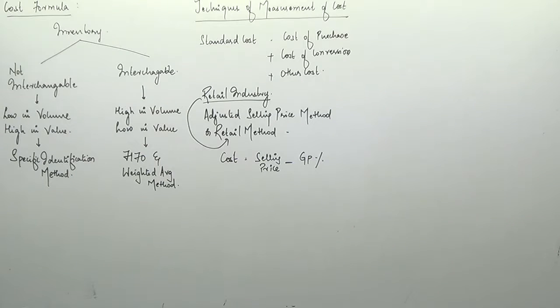But to apply this formula, it is only the retail industry because their GP margins on every product is always the same. Their GP margins do not vary way too much. This is regarding techniques of measurement of cost. There is cost formula for identifying the value of inventories, that is measurement of cost of each inventory. Both are different, guys, understand.